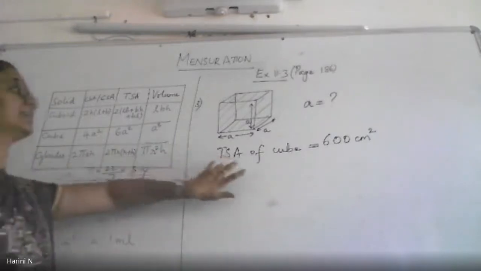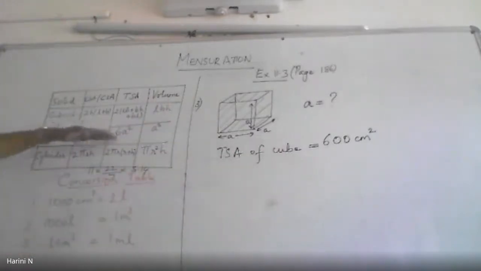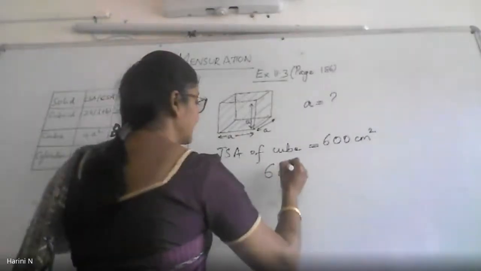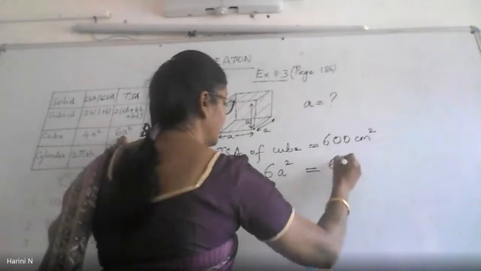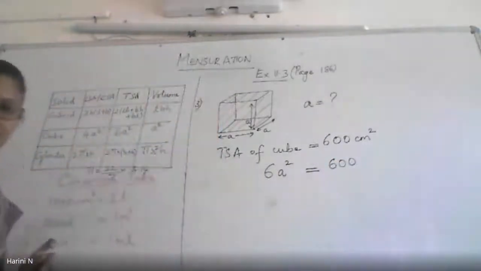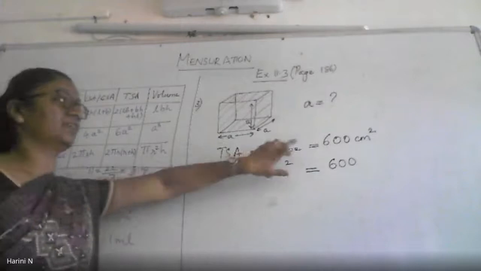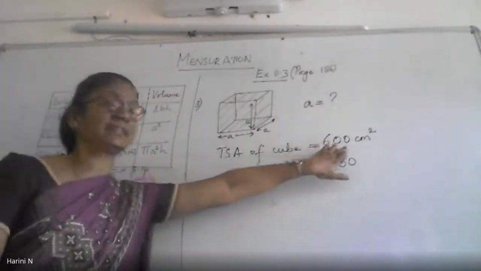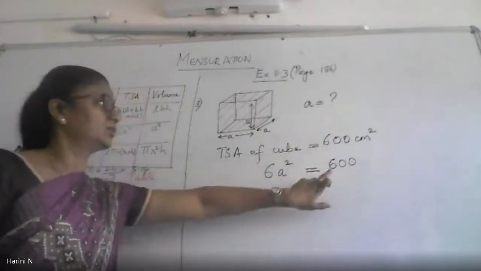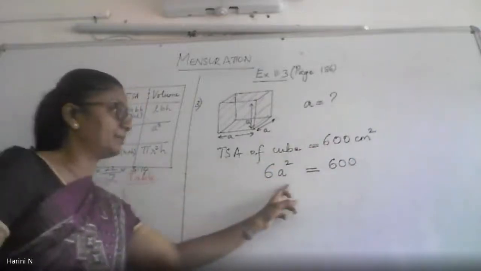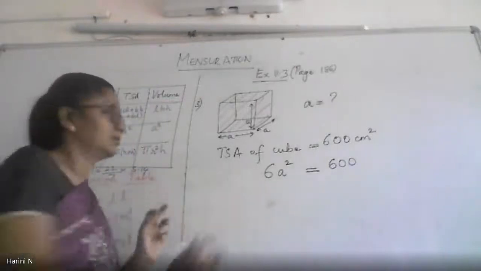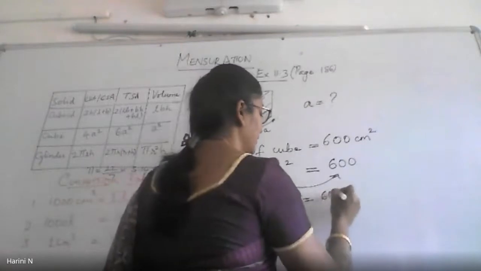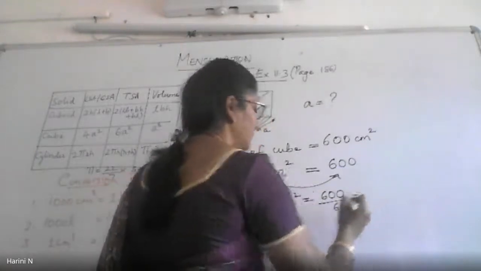Now I know the TSA of a cube. Using my formula, the TSA of a cube is 6a square. So 6a square is equal to 600. Is that clear? In the place of TSA of cube, I am substituting the formula, and that TSA is already given as 600 centimeters square. So a simple equation is formed. Transpose the 6 first, and you get a square equals 600 by 6. What is 600 by 6?